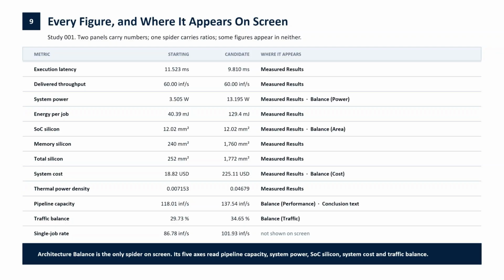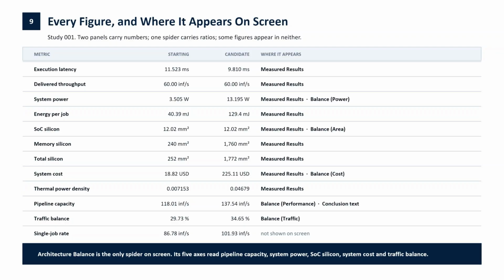Thermal power density also appears in the measured results table. Now we come to an important distinction. Pipeline capacity increases from 118.01 to 137.54 inferences per second, but it does not appear as a row in the measured results table. It appears on the performance axis of architecture balance and in the engineering conclusion text. Traffic balance increases from 29.73% to 34.65% and appears only on the traffic axis of architecture balance.